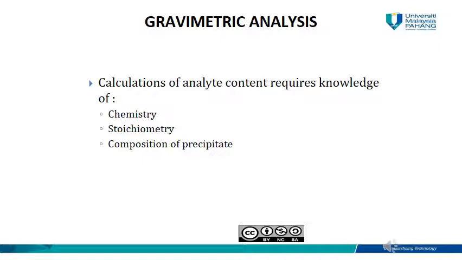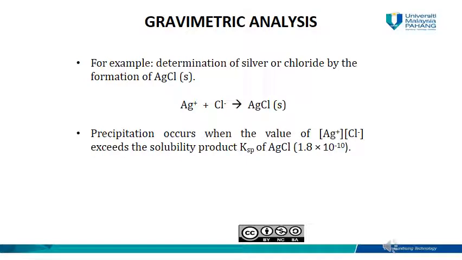You need to balance the chemical reaction first, and you need to know what the precipitate is. That is very common information that you need to know before you can solve any problems that might relate to the gravimetric analysis calculation. So for example, the determination of silver or chloride ion by the formation of silver chloride.